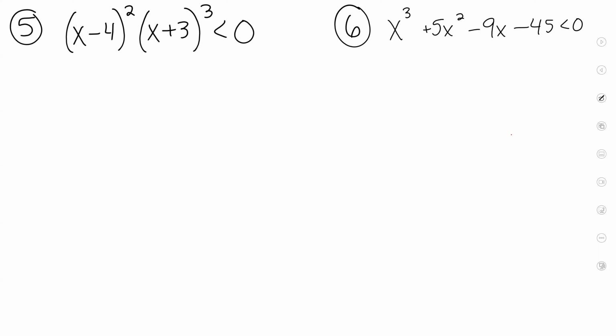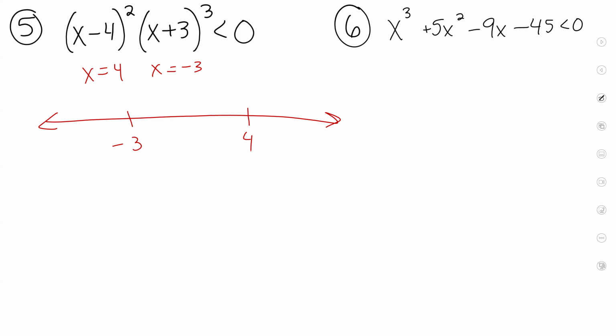Okay, so if I were to solve this, I would get x equals 4 and x equals -3. So on my number line, you should have -3 and a 4. So let's go ahead and test some numbers. I'm going to test on the left side of -3. So let's test -4. I'll plug in a -4 here and a -4 here.